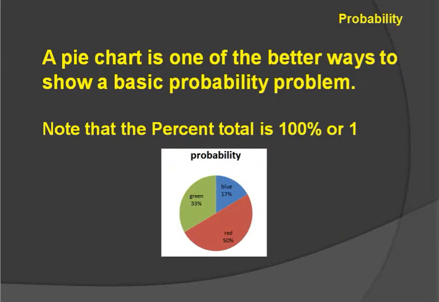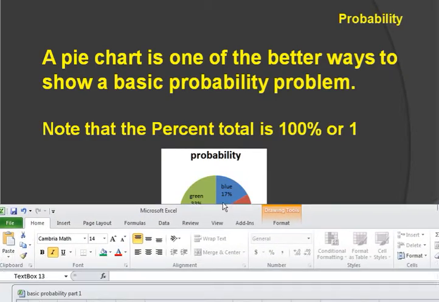Probably one of the best ways of showing the probability visually is through a pie chart. And again, we will do that using Excel in just a little bit. In fact, let's see if I can bring up my Excel worksheet here. And I thought I probably could. There we go.